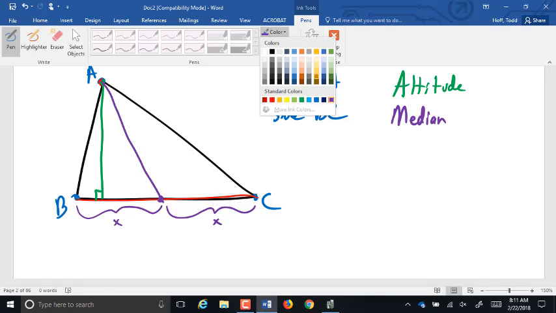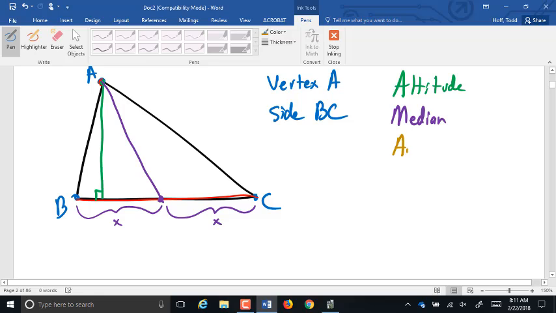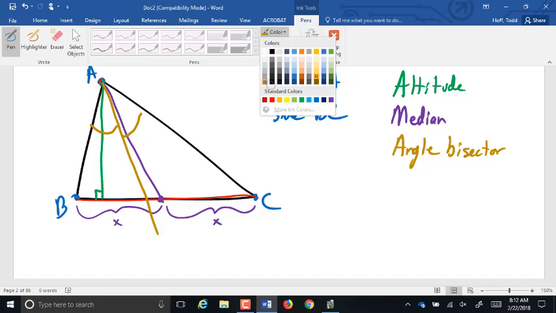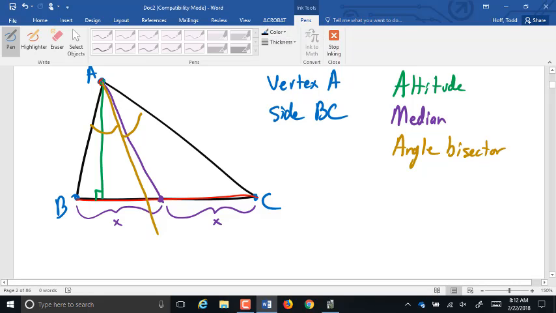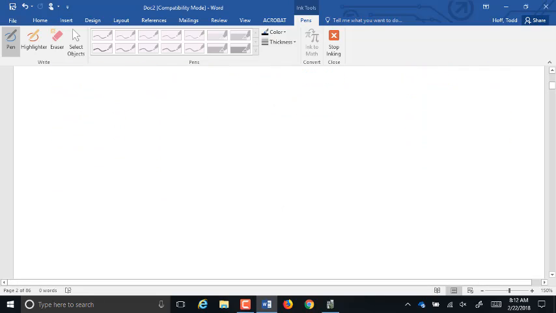Well, then there's also something called an angle bisector. An angle bisector would look something like this. It cuts angle A in half. So those two angles would be the same. Notice the altitude, the median, and the angle bisector are not the same lines here because this is a scalene triangle.